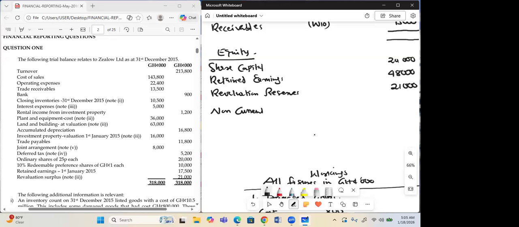Then you come to the non-current liabilities. Check through the question. Was there any loan in the question? No, there was not. So the deferred tax you worked in working 7 is a non-current liability. What was the closing balance of the deferred tax? 3,600. Then the redeemable preference shares from the trial balance. What was the redeemable preference shares?